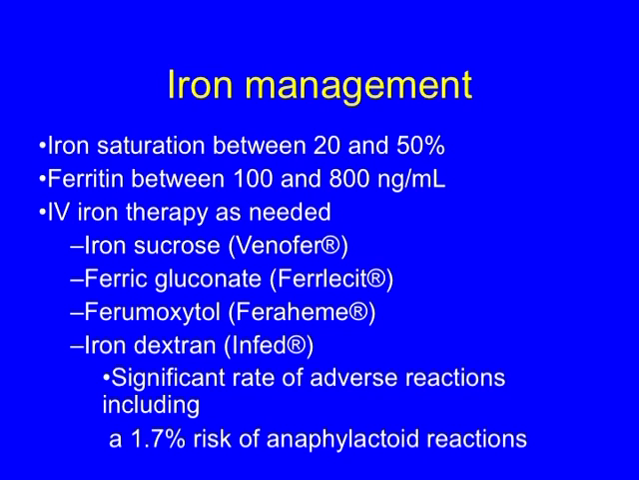Intravenous iron comes in a number of preparations that are available in the United States. Iron sucrose is available as Venofer. Ferric gluconate is available as Ferrlecit. The new kid on the block is a preparation called ferumoxytol, which is sold under the brand name Feraheme. There still is an older preparation of iron dextran, which is sold under the trade name INFeD. However, INFeD use has declined significantly because of the rate of severe allergic reactions, including about a 1.7% risk of anaphylactoid reactions.